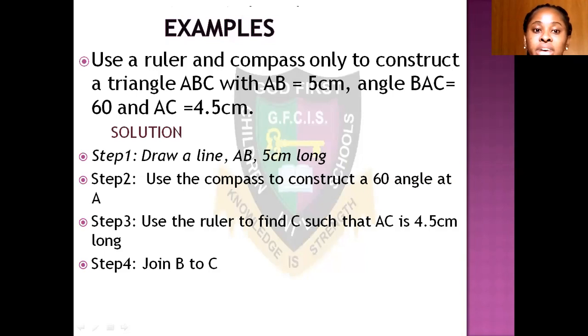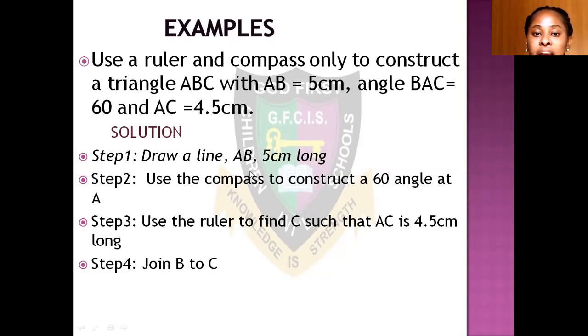So we have examples of construction. Using your ruler and compass only, construct a triangle ABC where the side AB is 5 centimeters, angle BAC equals 60 degrees, and AC is 4.5 centimeters. Solution: we want to look at the steps you must follow.